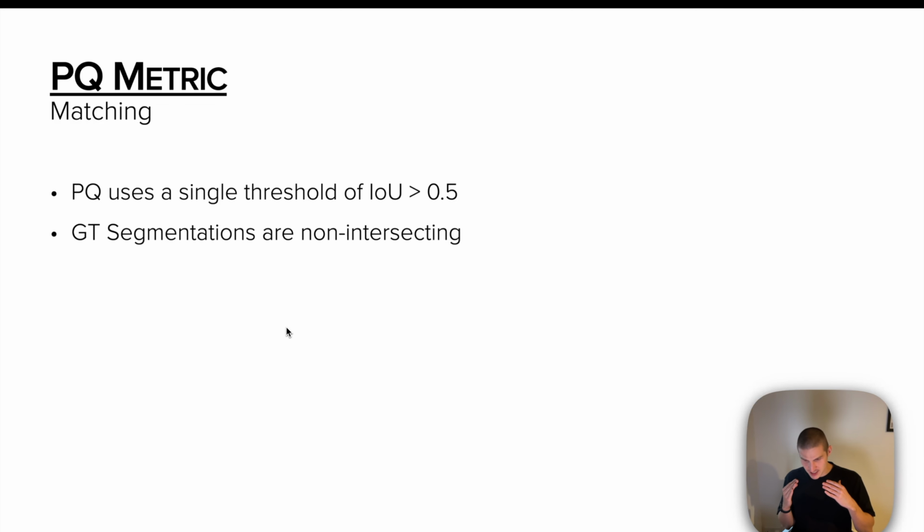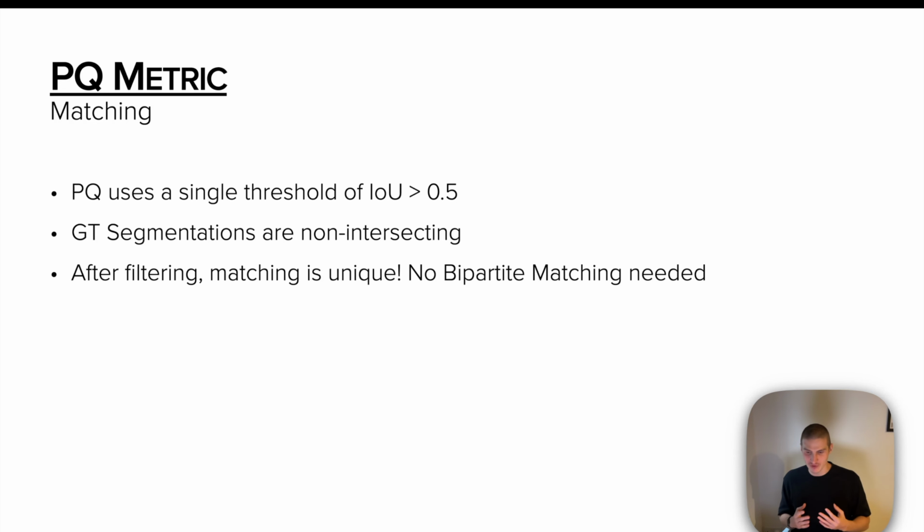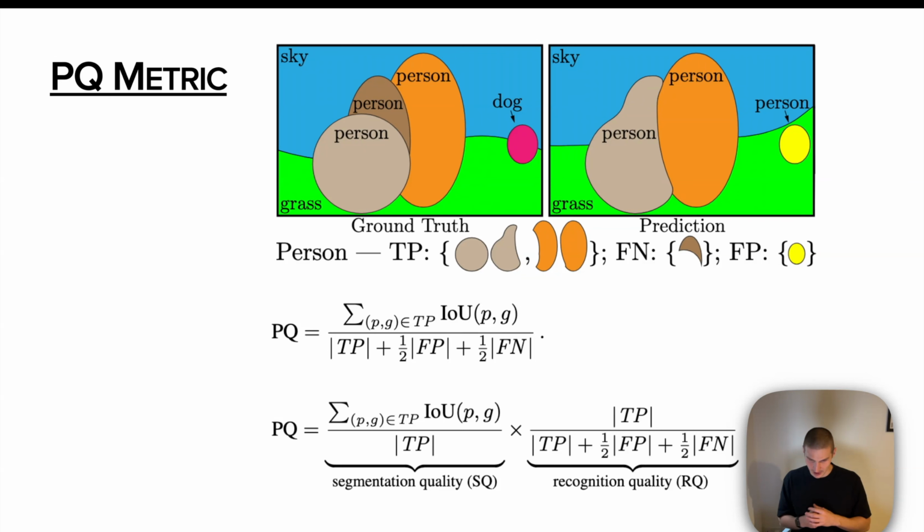And so the ground truth segmentations are non-intersecting. So one pixel always belongs to exactly one segmentation. And from the two of these, it follows that only after applying the threshold, the matching is now unique. And so we don't really need bipartite matching. And this is a huge simplification on how the metric is calculated, how you can interpret it. So it's really nice.